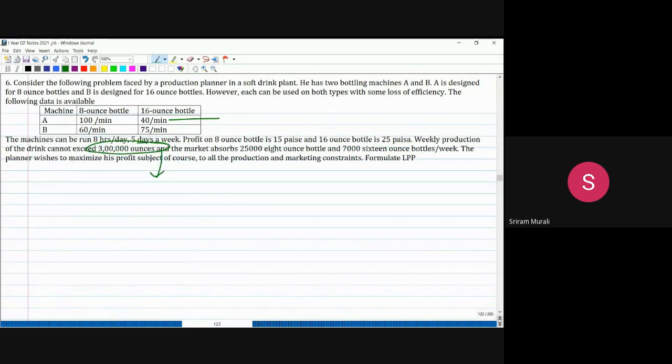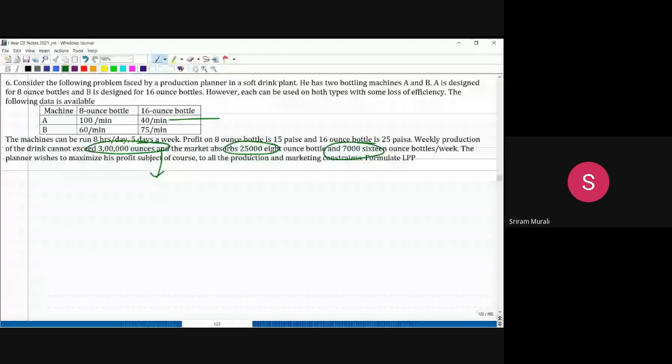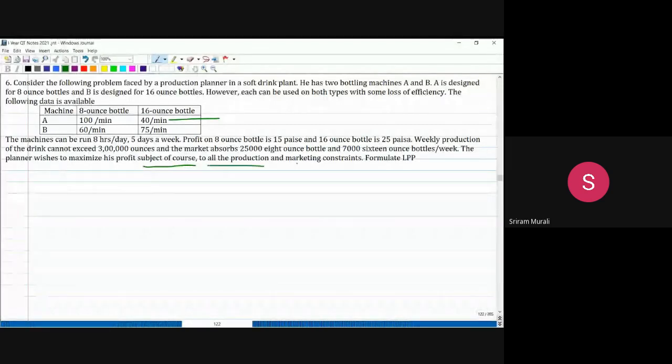These two are the marketing constraints. The market absorbs 25,000 8 ounce bottles and 7,000 16 ounce bottles per week. Everything is given in ounce, so the maximum is 3 lakh ounce, and everything should be managed within this. The planner wants to maximize profit subject to the given production and marketing constraints. Just formulate the LPP.